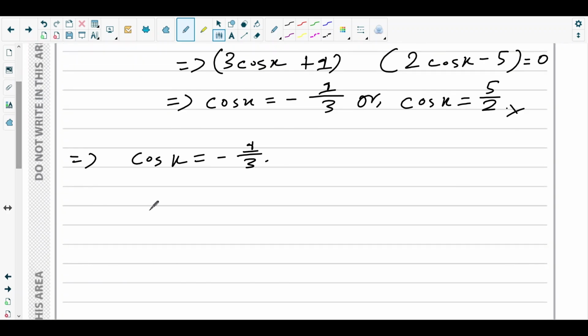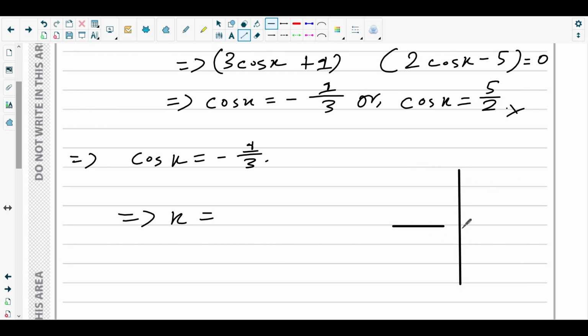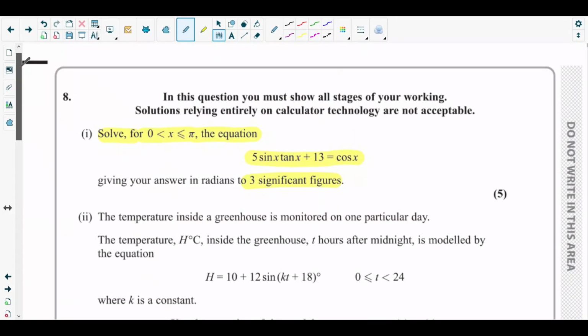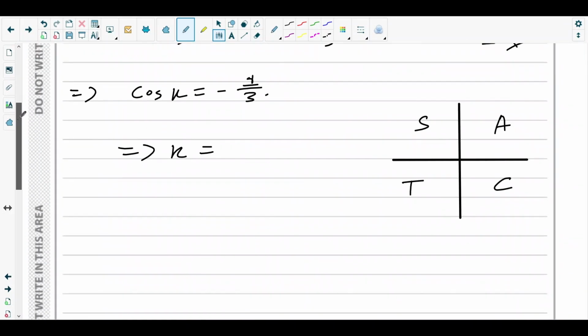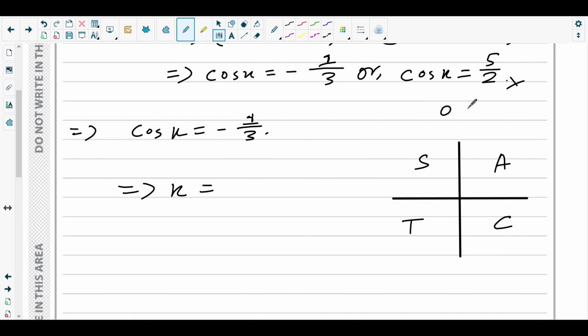Now get the values for x using the CAST diagram. Consider the CAST diagram on the right hand side. In the first quadrant, all are positive. In the second quadrant, only sin is positive. In the third quadrant, only tan theta is positive, and in the fourth quadrant, cos theta is positive. The value of cos theta is negative. So the range of x is from 0 to pi radians, and we will consider this range.